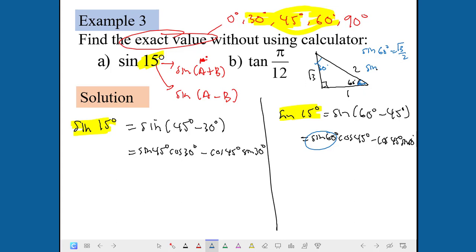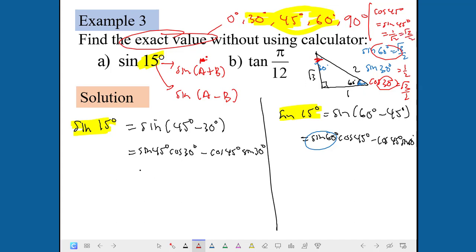Sin 30, just change your position. This is 30, get 1 over 2. And then what else? Cos 30, change here to 30, root 3 over 2. And for 45 degrees, it is 1 over root 2. Cos 45 or sin 45 is equal to 1 over root 2, or root 2 over 2.